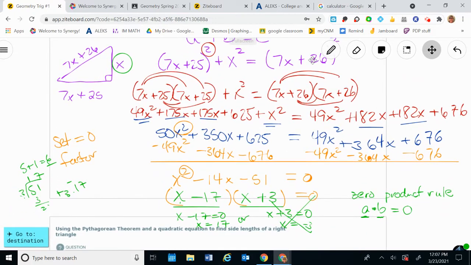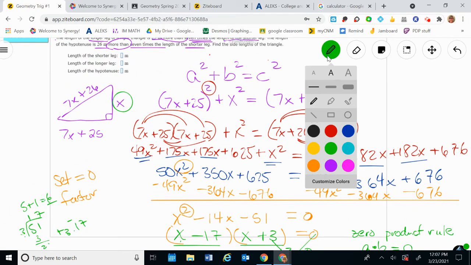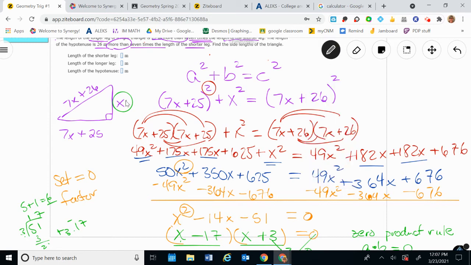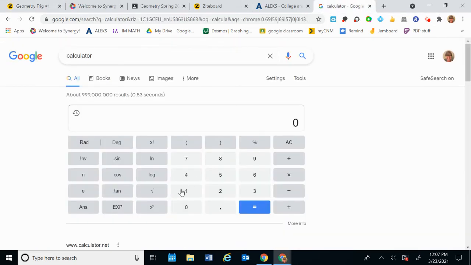Okay, so if x is 17, then this is 7 times 17 plus 26. And this is 7 times 17 plus 25. So again, just come back to your calculator.